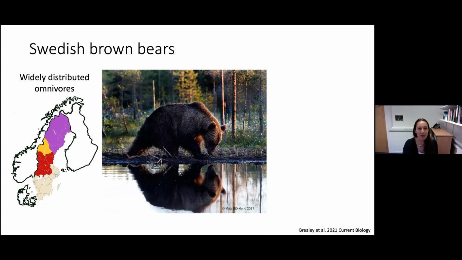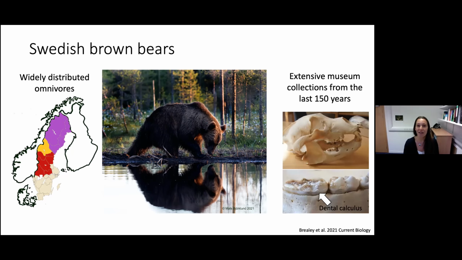So we decided to go for brown bears because they are widely distributed throughout Sweden, and they're omnivores. There were a number of suggestions that omnivores might be quite good at reflecting antibiotics because they have this diverse diet, and maybe they will pick up antibiotics from multiple sources. A more pragmatic reason was that we had access to an extensive collection of bear skulls from the museum that dated back about 150, even 180 years. So it allowed us to cover this entire period of human antibiotic use, and also the bears have dental calculus, obviously.